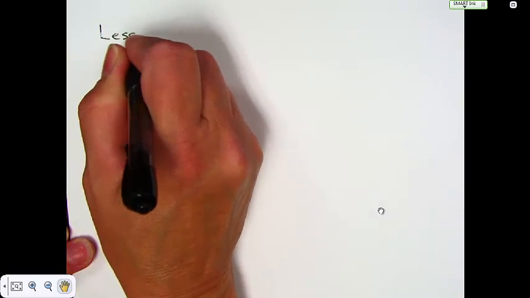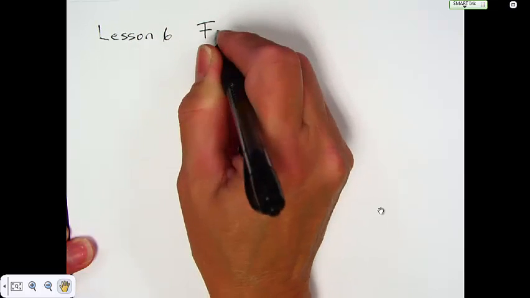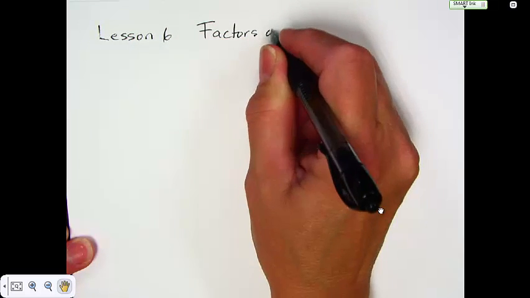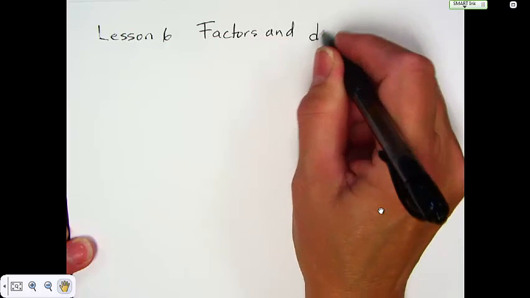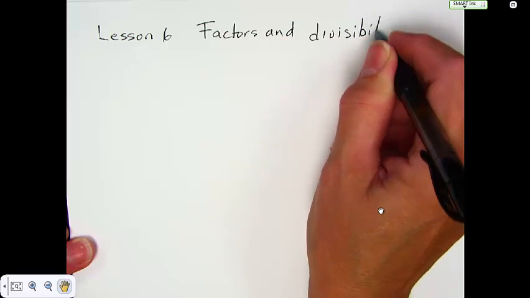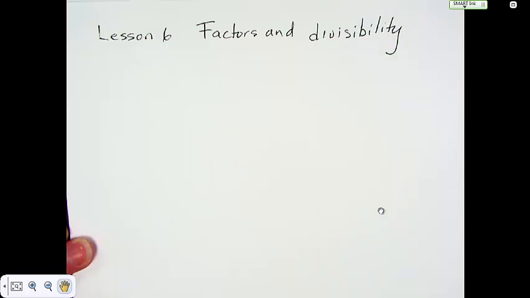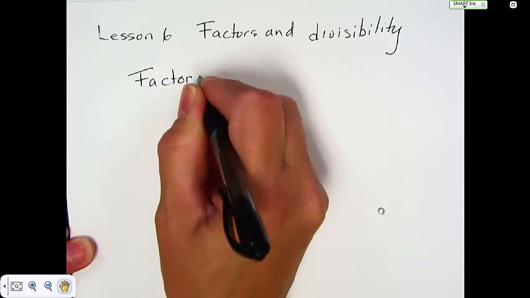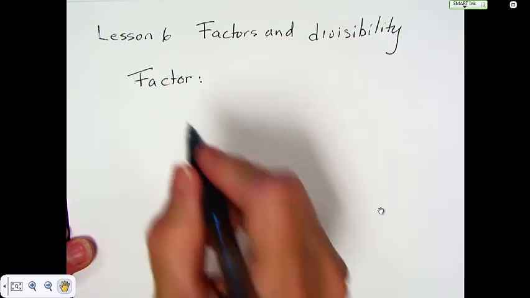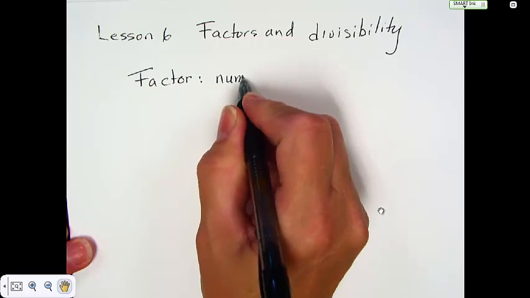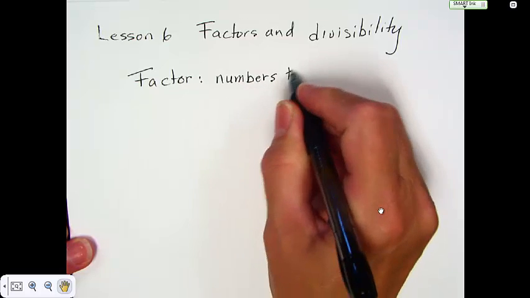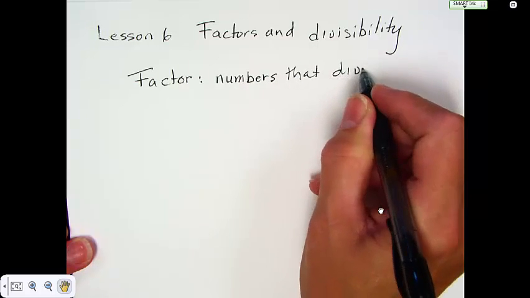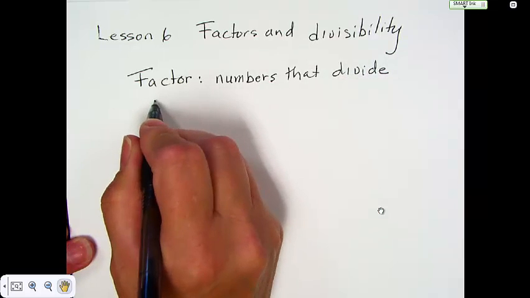Now, Lesson 6 talks about factors and divisibility. Now, we always have to have a couple of vocabulary words. So, one of the words, and we're actually familiar with this, is the word factor. Okay, the factors of a number are the numbers that divide that number evenly with no remainders.